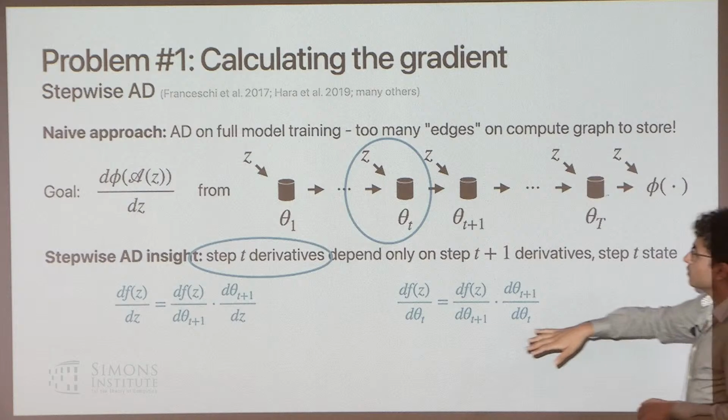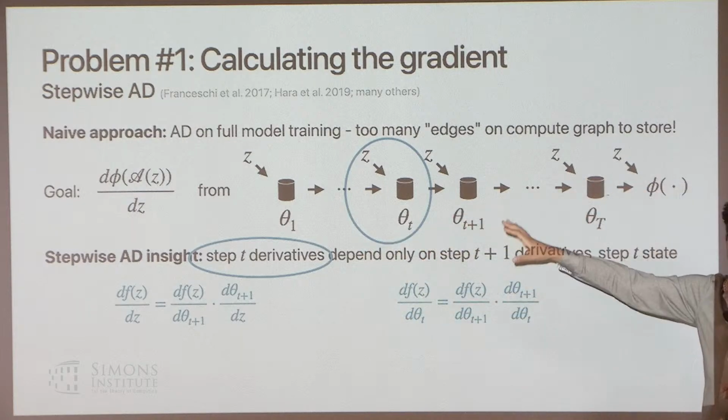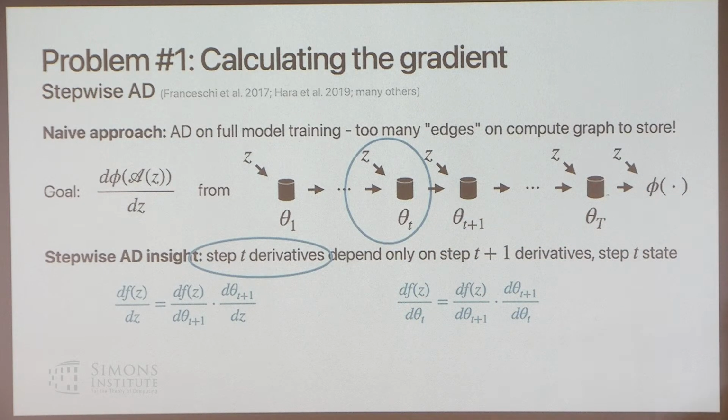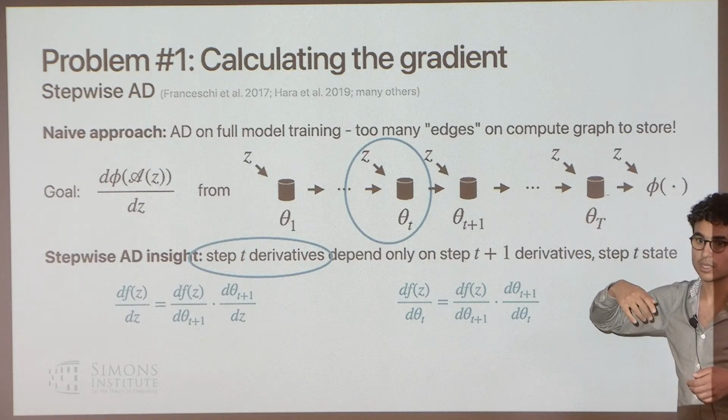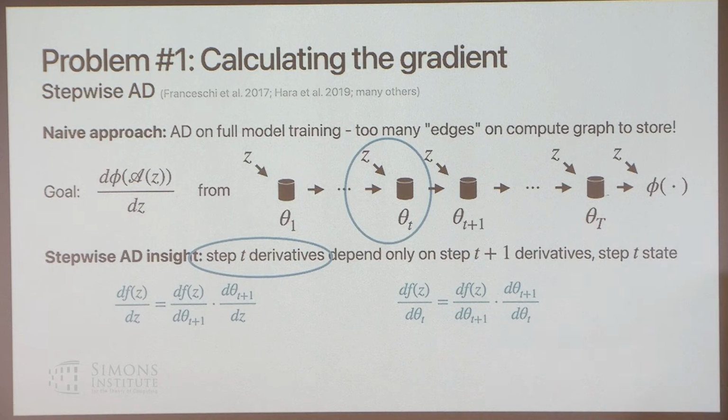So if I've saved all capital T states of my model on disk, then what I can do is start here, load this from disk, take the gradient, save the gradient, throw this away, load the previous state from disk, propagate the gradient one step back, throw the state away, and do this over and over again. And I'm only ever keeping one step in memory at a time. This is a form of checkpointing? Yeah, this is exactly checkpointing, yes. If you're familiar with AD, this is going to be a little bit of review. But this is just checkpointing.